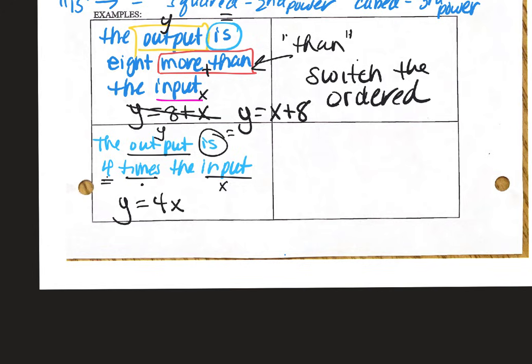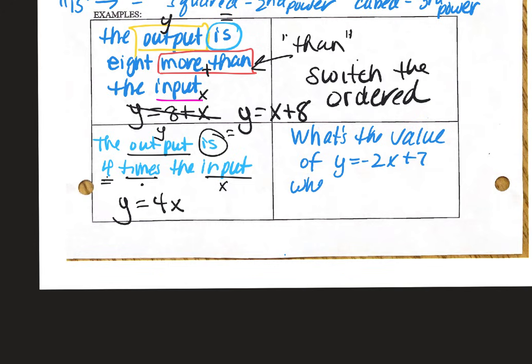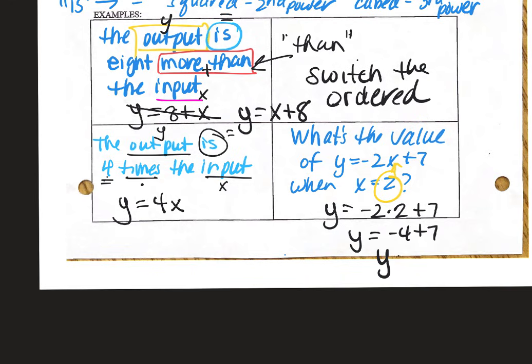The last item I'm going to have you work on today that looks new is you're going to find the value for Y. So it's going to say, what's the value of Y equals negative 2X plus 7 when X equals 2? And so all you have to do is take your value and sub it in for X and tell me what the Y equals. So Y is going to equal a negative 2 times 2 plus 7. So Y would equal negative 4 plus 7. So in this case, Y would equal 3.